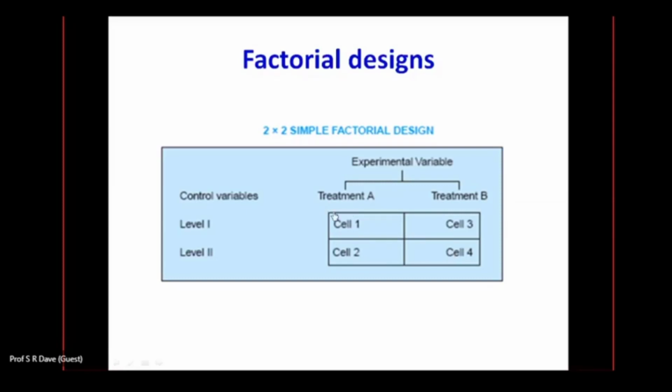So suppose in cell 1, here A is represented. What does it mean? Here I am doing this experiment with a low level of A and high level of B. Sorry, high level of A and low level of B. And here high level of B and low level of A. Here I am studying high level of A, low level of B. Like this, in factorial design you can go for the combinations.